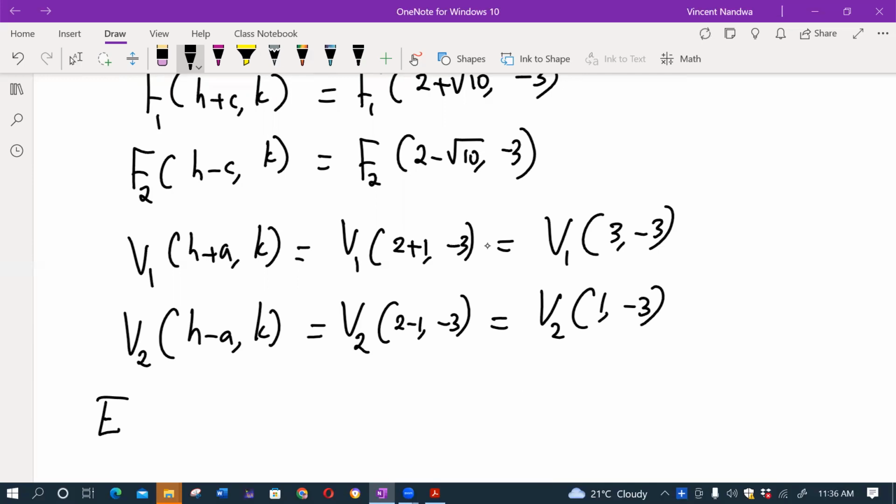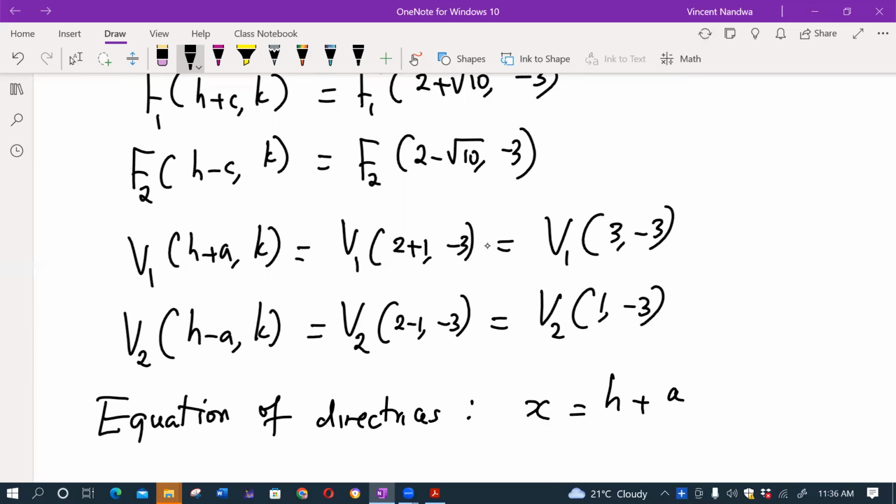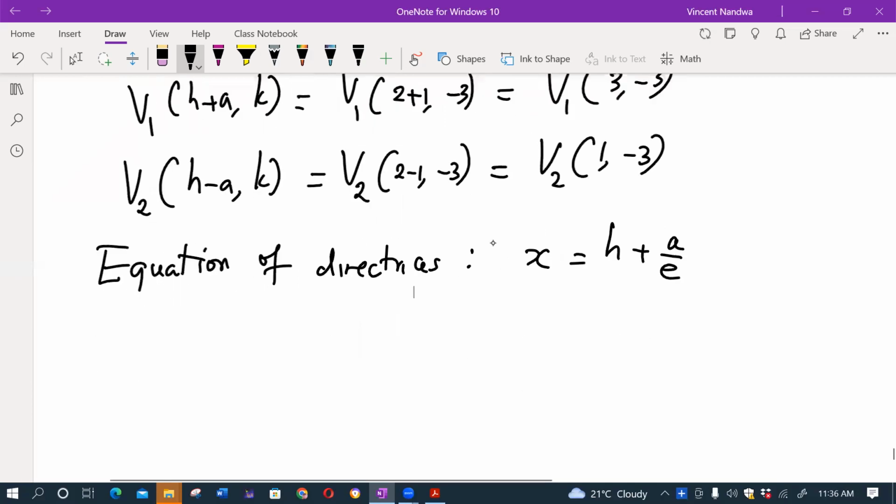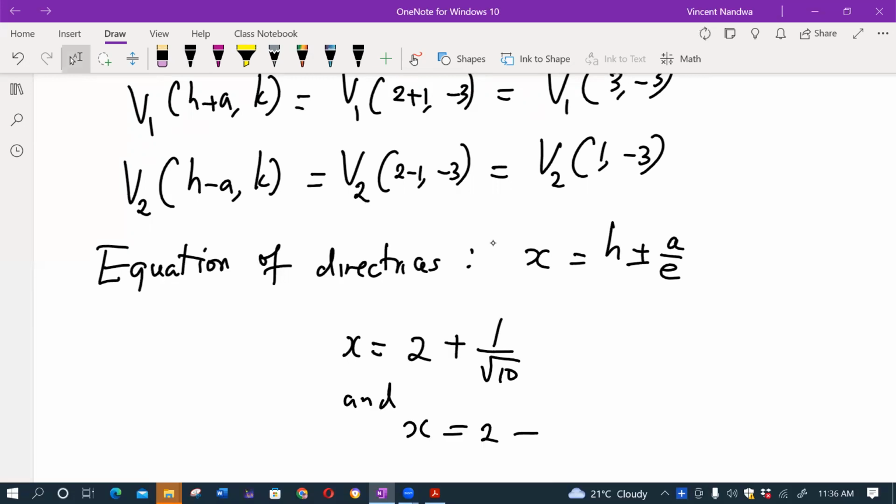Now for our hyperbola, the equation of the directrix, for this case, would be x equals h plus or minus a over e. So we have x equals 2 plus 1 over root 10, and x equals 2 minus 1 over root 10.